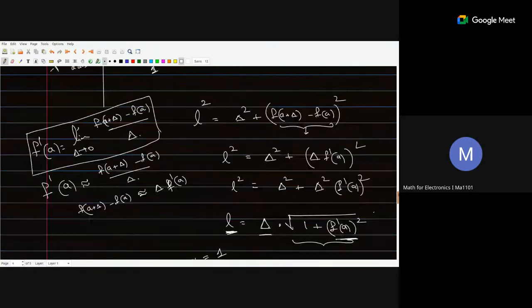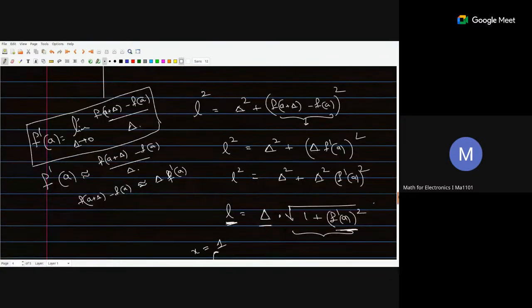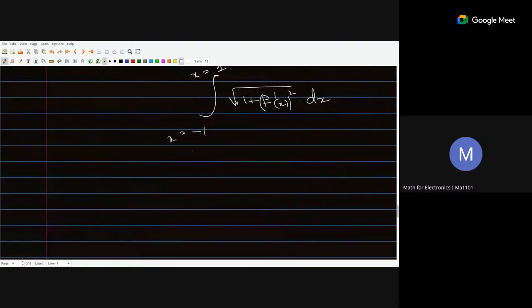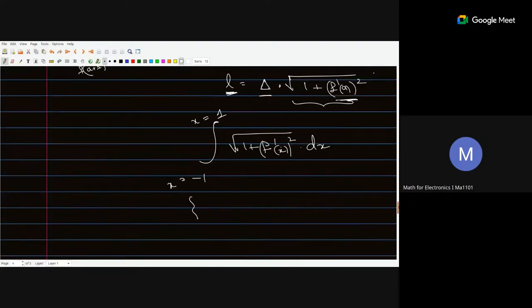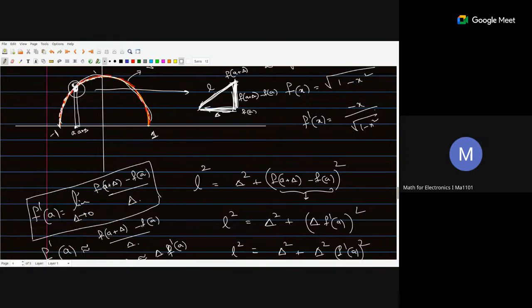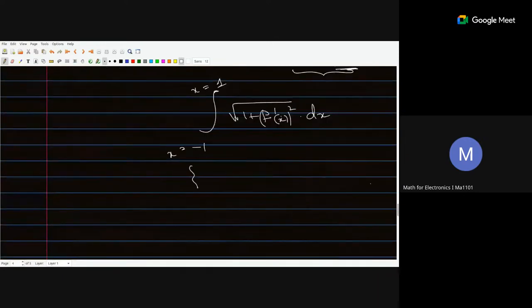Okay, ultimately, I said all these things to convince you that if I do this f prime of x, you'll get this. And then if you substitute that here and compute the limit, you will finally arrive at this. You will get something like the integral from minus 1 to 1 of 1 by square root of 1 minus x square dx is pi.